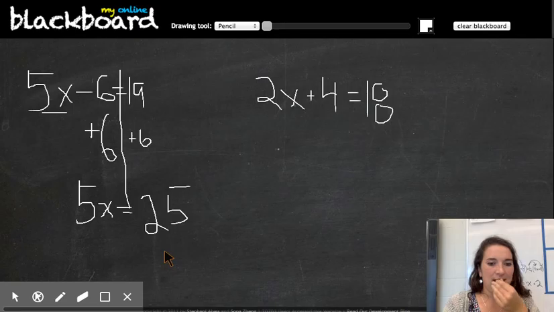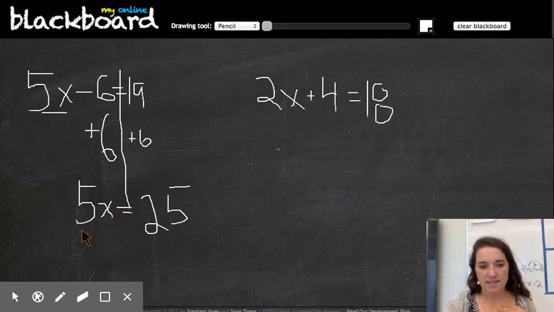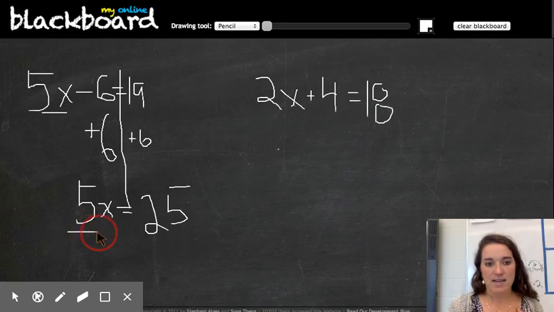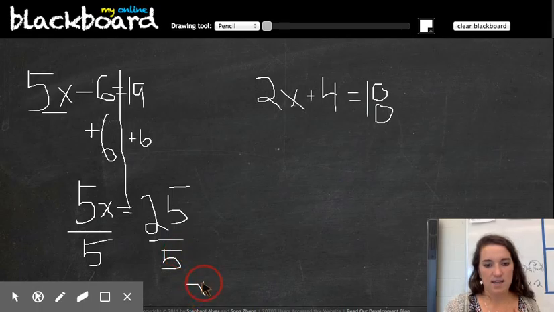Now, how can I get rid of my 5 next to the x? What operation is that? It's multiplication, so to undo it, I divide. I divide on both sides. I end up with x equals 5.